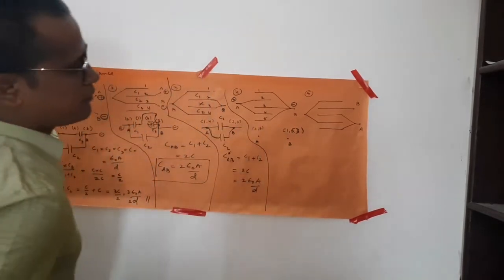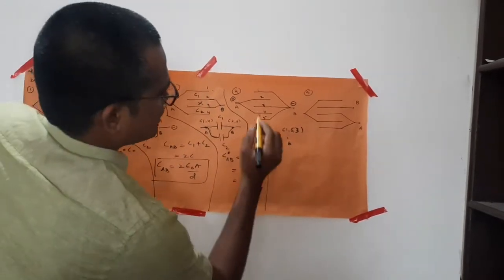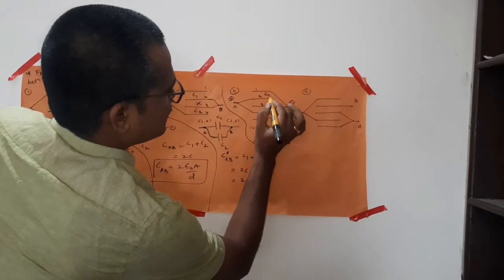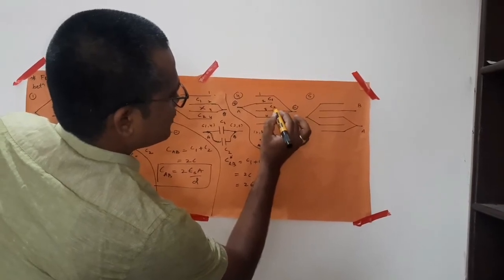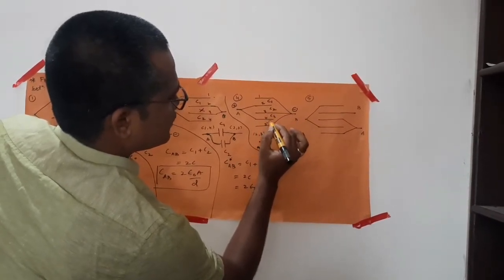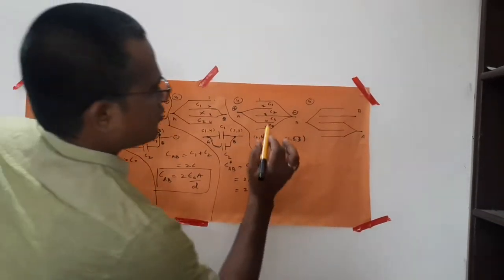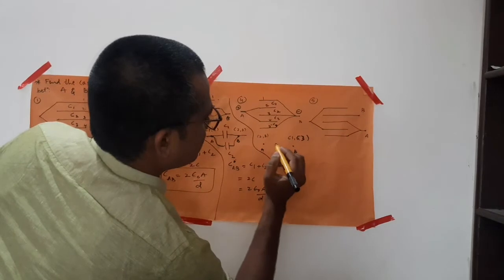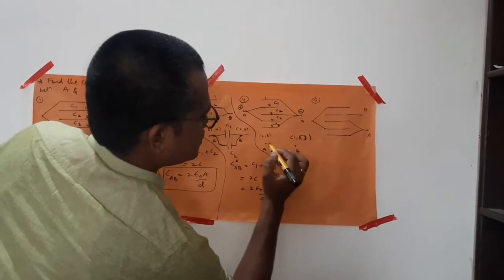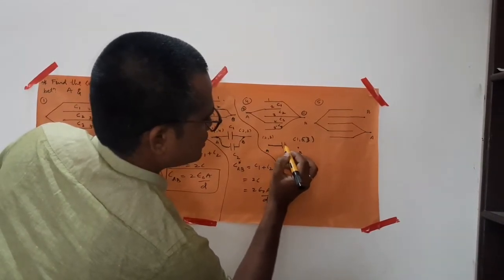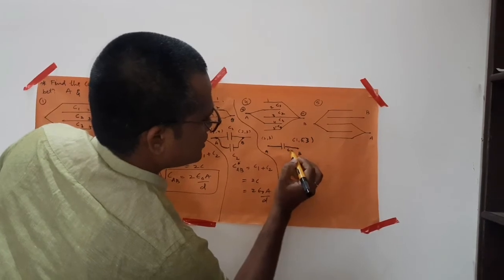Now, I will name the capacitors. Between 1 and 2 the capacitor is C1, between 2 and 3 the capacitor is C2, between 3 and 4 the capacitor is C3, and between 4 and 5 it is C4. Now, between 1 and 2, C1 is there. Where is 1? 1 is here and 2 is here. Between 1 and 2 the capacitor is C1.